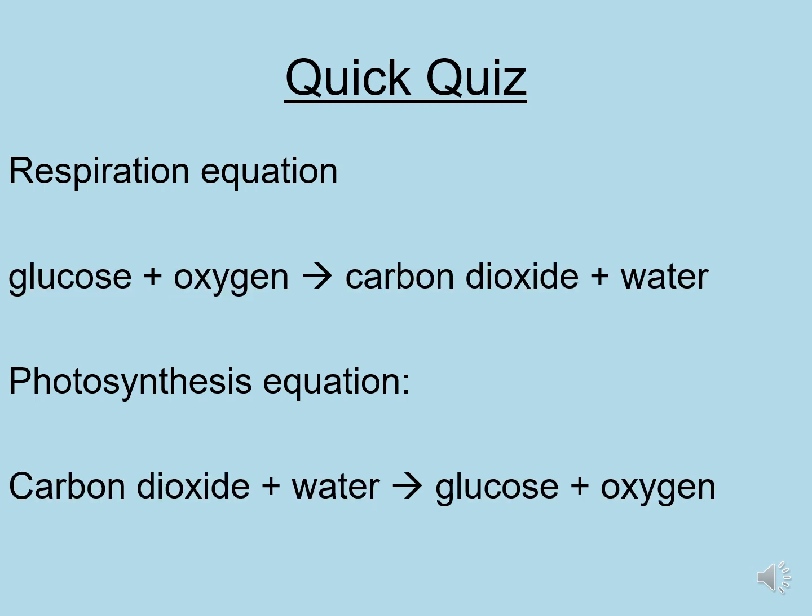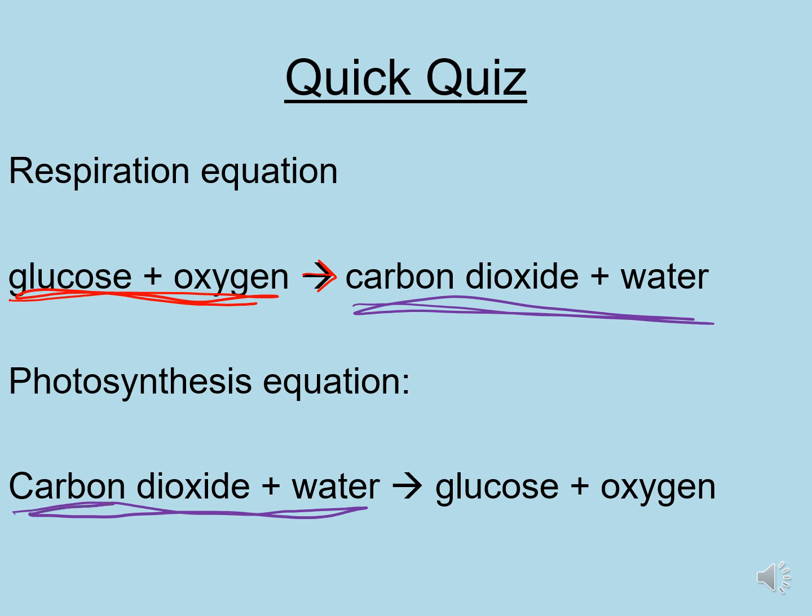And here are your answers. So in respiration, we start off with glucose and oxygen. A reaction happens and energy is released, and your products, the things that you're left with, are carbon dioxide and water. However, in photosynthesis, you start off with carbon dioxide and water.